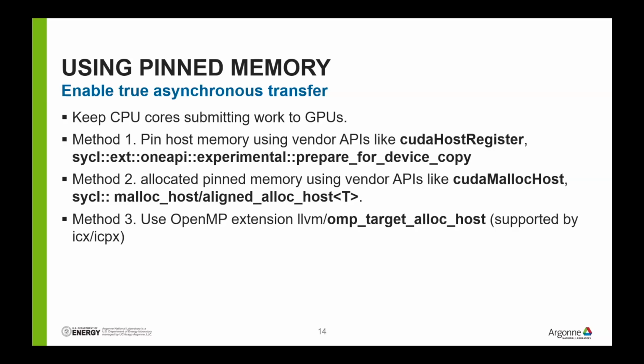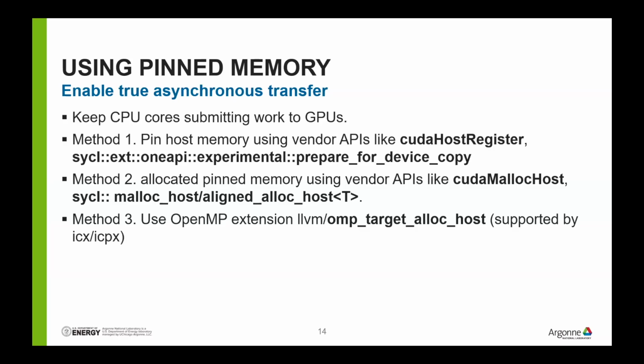So method one is, if you already have memory allocated, you malloc a memory, and you want to pin that specific memory, you can use the CUDA host register API. And on the SYCL side, Intel is providing this experimental API called prepare for device copy. There's a matching one, destroy, for the reverse operation. You can check it in the SYCL or the CUDA documentation.